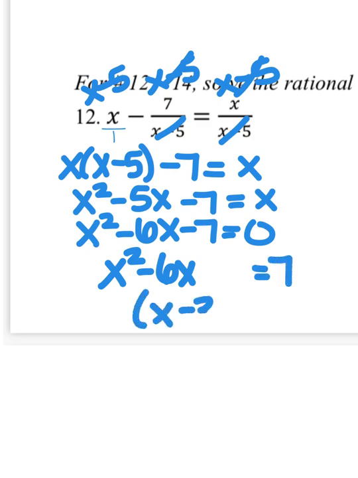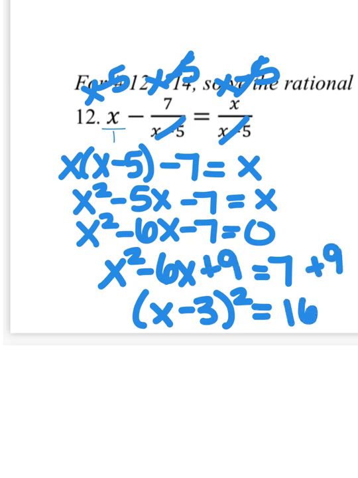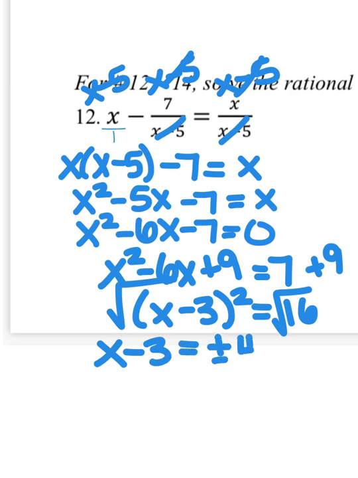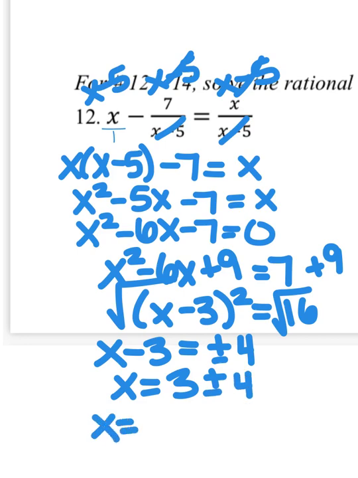Half it, square it, and then add it back. So x minus 3 squared equals 16. I take the square root of both sides. X minus 3 equals plus and minus 4. X equals 3 plus and minus 4. So I get x is equal to 3 minus 4 is negative 1, and 3 plus 4 is 7. You could have also factored. I usually do factor. You could have factored and gotten these answers.